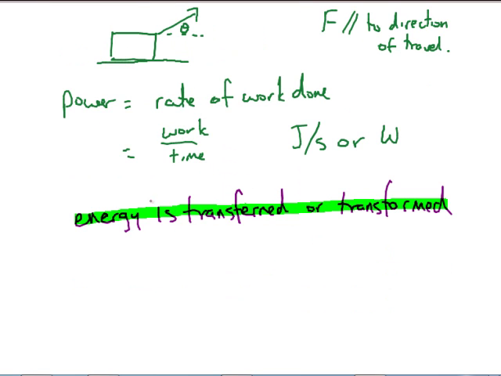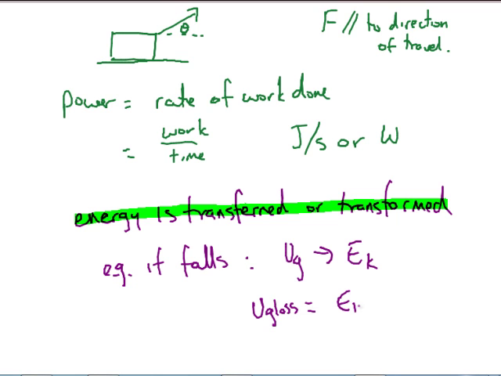Okay, so energy is transferred. For example, if it falls, then UG becomes EK. So UG loss equals EK gain. Once you know that, because you may need to find the impact velocity, if you knew the potential energy to start with, you know how much kinetic energy it's got right before it hits the ground. If you know that, it's half mv squared, you can solve.